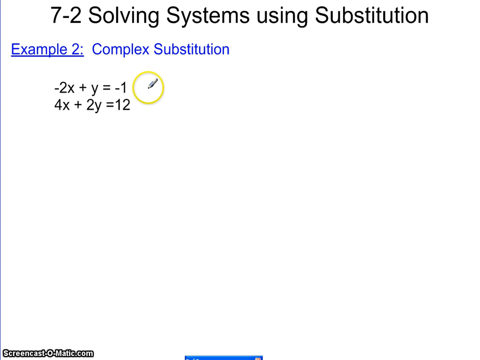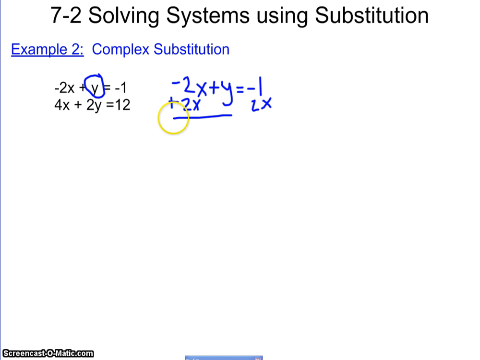It's really up to you whether you want to use the second equation or the first one. I notice that I have this y right here practically alone already, so I'm going to use the first equation. So I'm going to take negative 2x plus y equals negative 1, and I'm just going to add 2x to both sides. When I do that, I get the y all by itself, and I know that it equals negative 1 plus 2x, or I could really just say y equals 2x minus 1. Either one, remember, is the same.